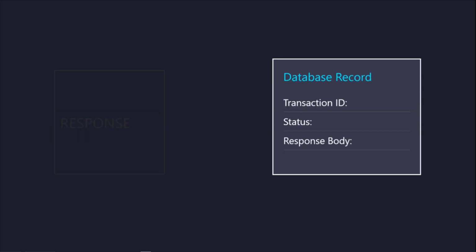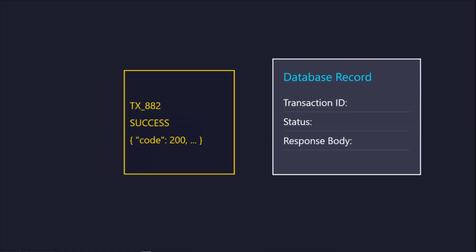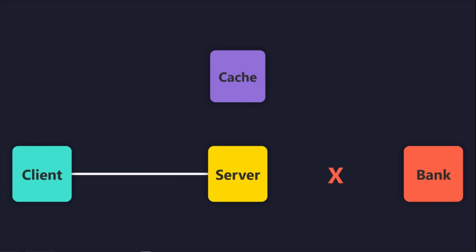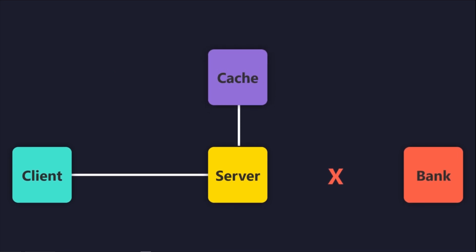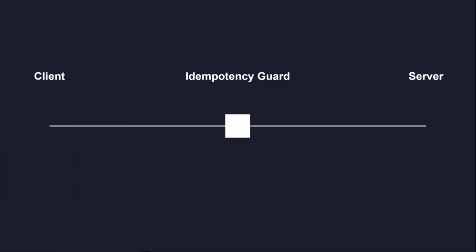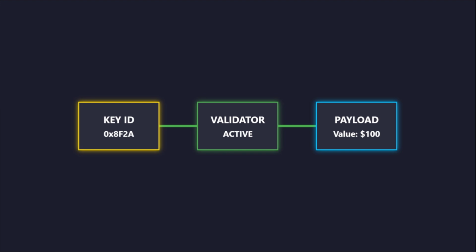Once the key is locked, the server proceeds to call the external payment gateway to perform the actual movement of financial funds. After a successful charge, the server updates the database record with the full response body, including the transaction identifier and status. If the client retries now, the server finds the existing key and immediately returns the cached response without calling the bank again. This mechanism guarantees that the user is only charged once, even if the network fails a dozen times during the communication cycle. We must also protect against key reuse with different data.